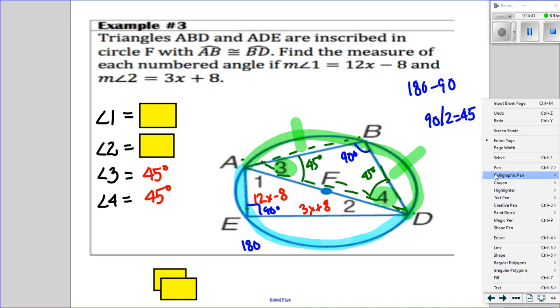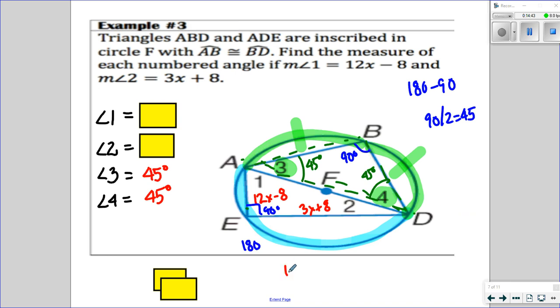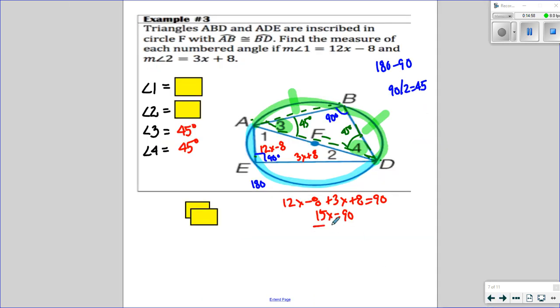So we're going to do 12x minus 8 plus 3x plus 8 equals 90. We add up those two, that's going to give us 15x equals 90. The 8's cancel out each other. And then divide by 15, and then we get 6 as our answer for x. But we're not done yet. We have to plug it in.